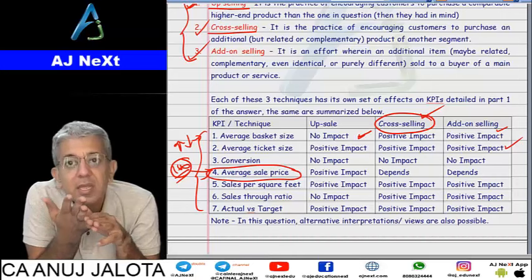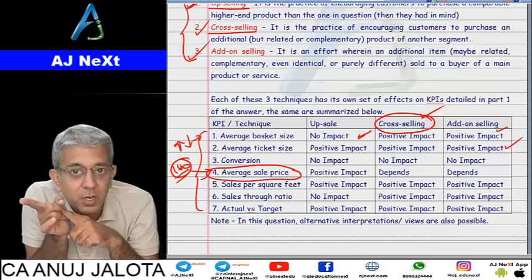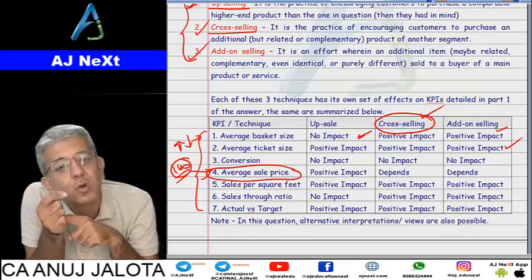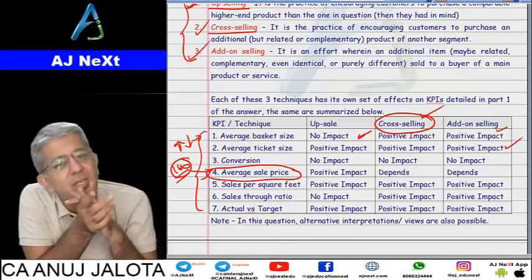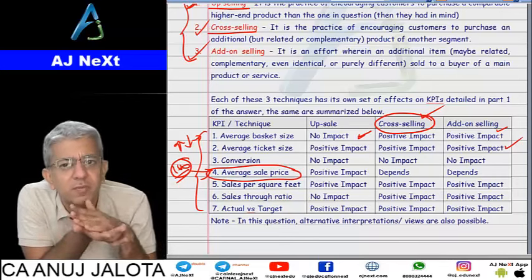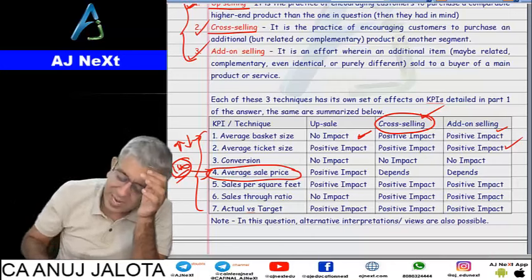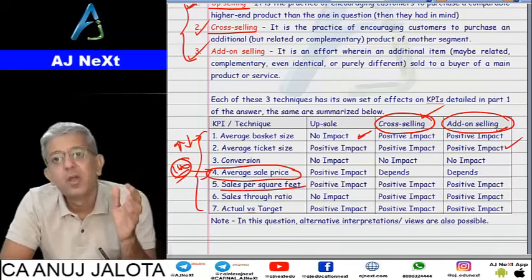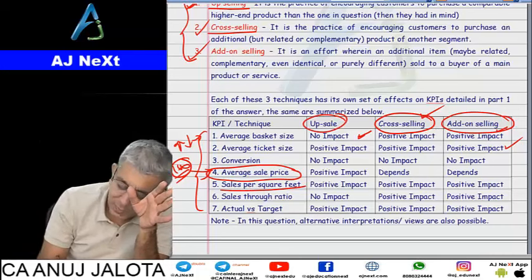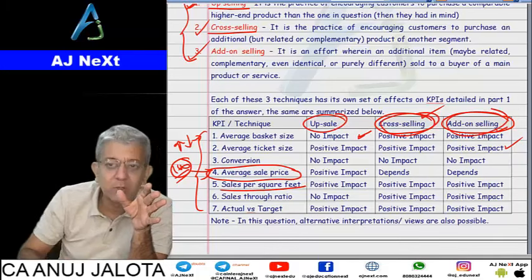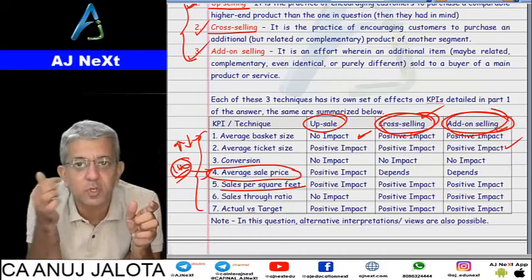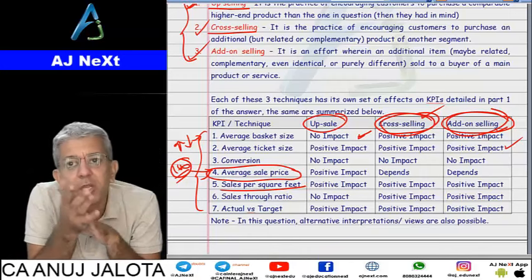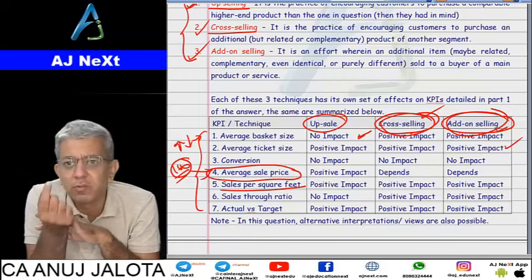Sir, if that cross-selling product has a selling price of exactly 100, which is the same as your average, then your average including that new product will remain the same. Exactly the same rules apply for add-on selling also. Then sales per square feet, whether you do upsell, cross-sell or add-on selling, your sales will increase for sure in rupees, but your area will remain the same, so your ratio will improve.